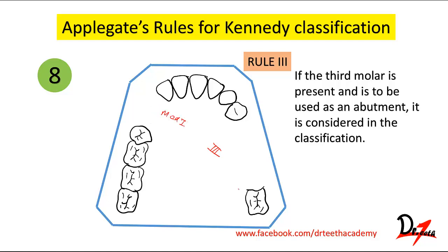But if you do not consider this, it will become a single unilateral edentulous area and it will become class 2. Right? So rule 3 is that if the third molar is present and it is to be used as an abutment, you have to consider it in the classification.